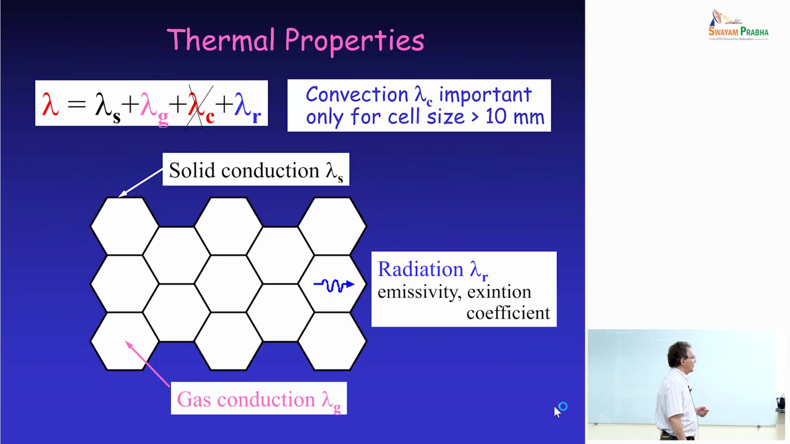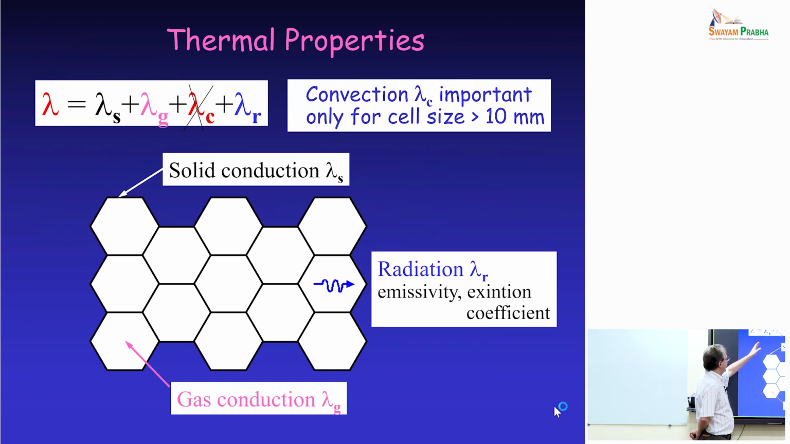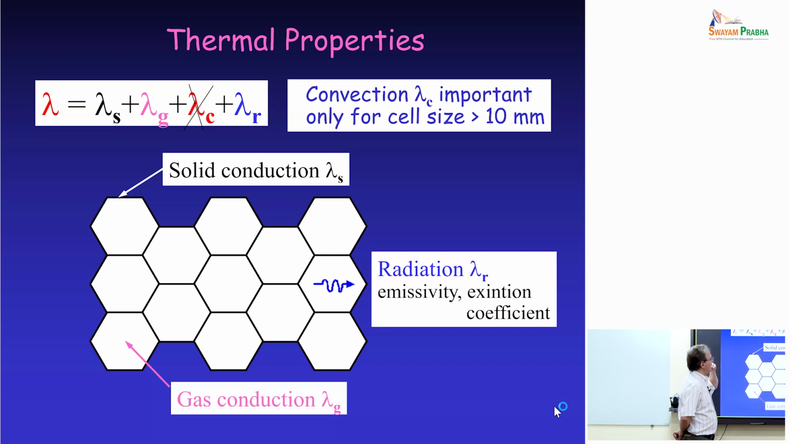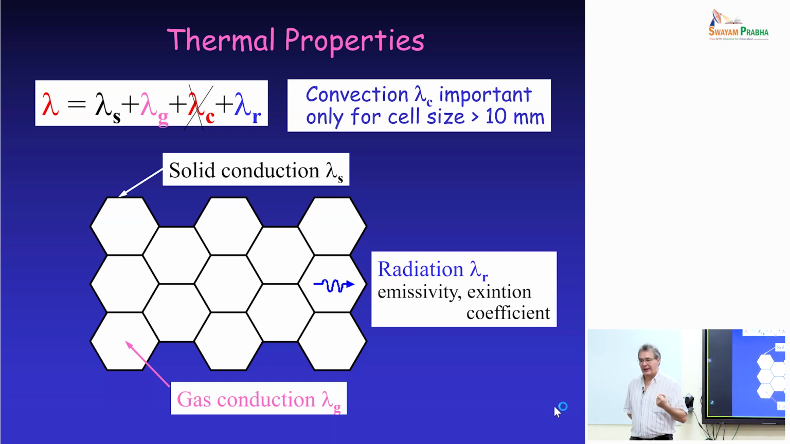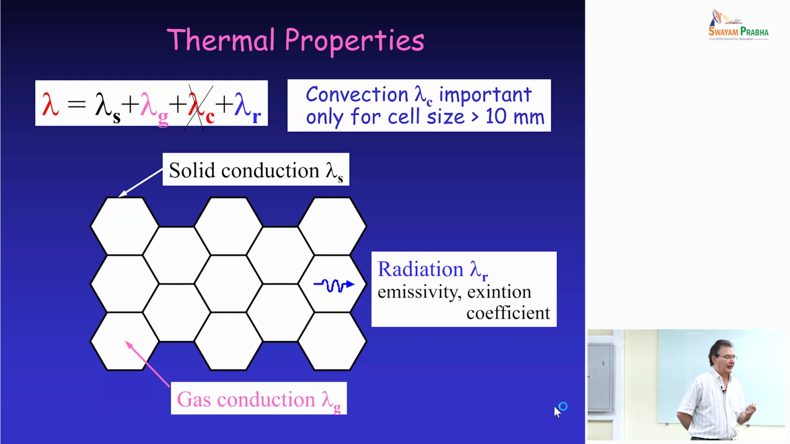Okay, there are too many details, so I'm not going to discuss them. So for thermal properties, of course, you have different features. You have the gas conduction, the solid conduction, you have convection, and you have radiation. And for porous materials, it has been demonstrated that convection only plays a role when the cell size is large, and large means higher than 10 millimeters. And typically ceramic cellular material has smaller features.